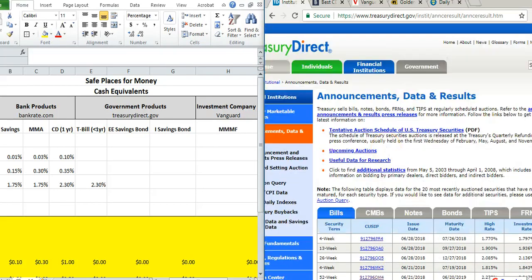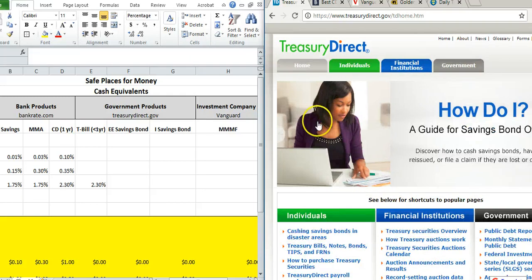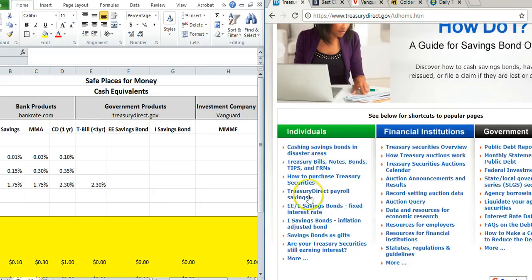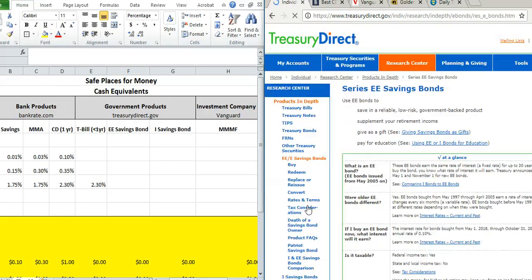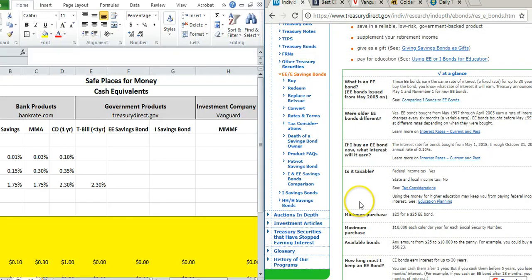Okay, I'm going to go back to the home page. And now I'm going to show you, again under individuals, here's EE savings bonds. I want you to read through this information, how they work. The current rate for savings bonds is 0.10%.